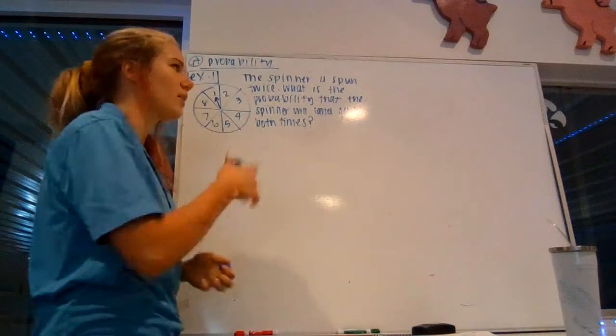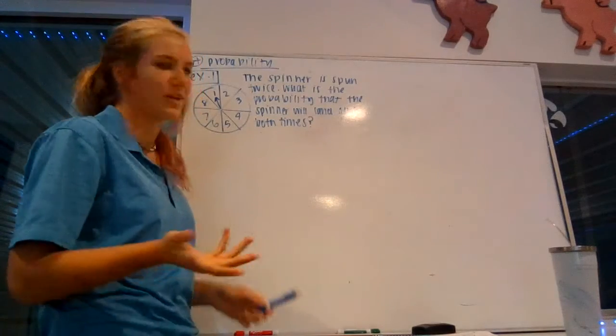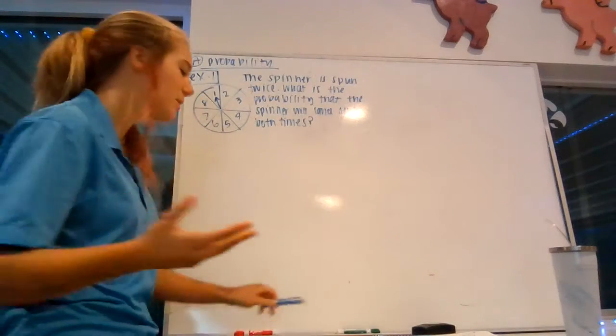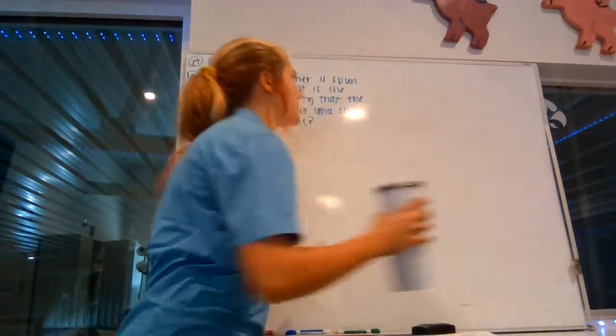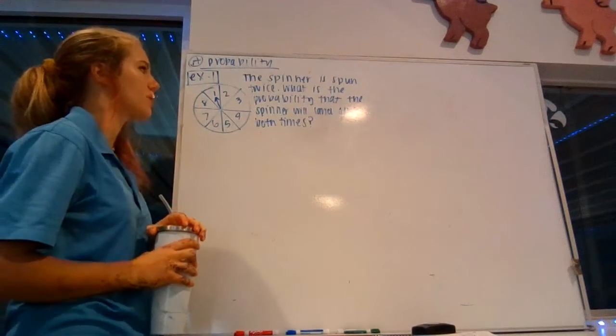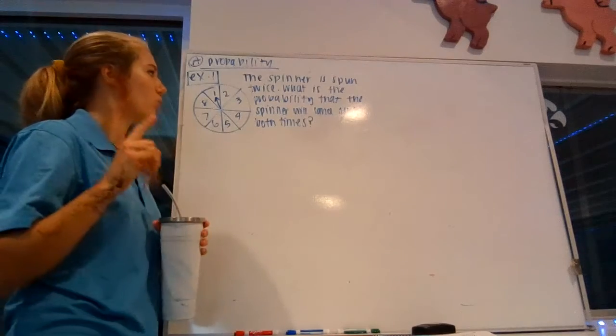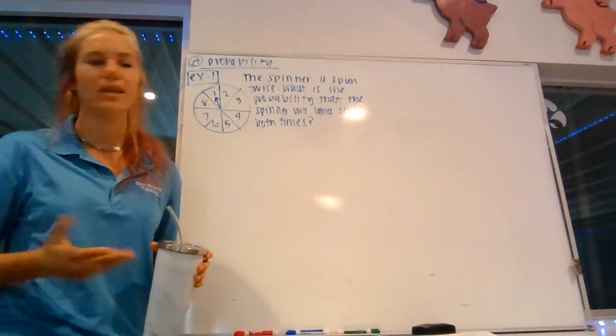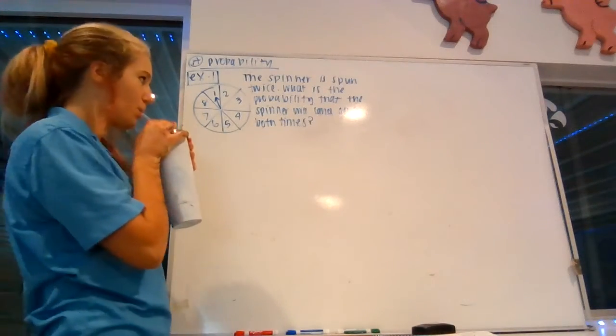So again, another word problem, just because that's the nature that probability problems are going to be set up in. Again, still dealing with the spinner, but this time it says that the spinner is spun twice, and it wants us to find the probability that the spinner will land on 8 both times that it's spun.